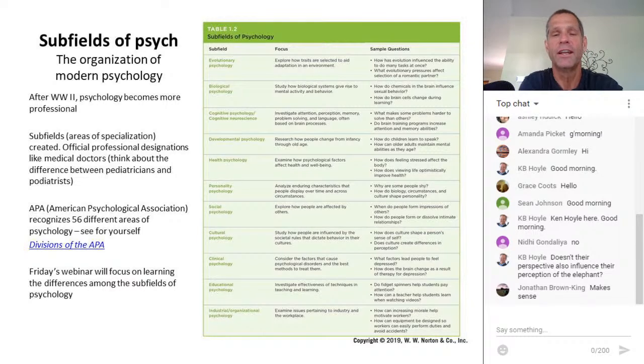Now, this week's discussion board is going to try to get you to appreciate the differences in these different areas of psychology, these different subfields, okay? These each represent different professional specialties. But the other thing I want you to understand is that sometimes people from these different subfields collaborate together on problems that are interesting to both of them or all three of them.